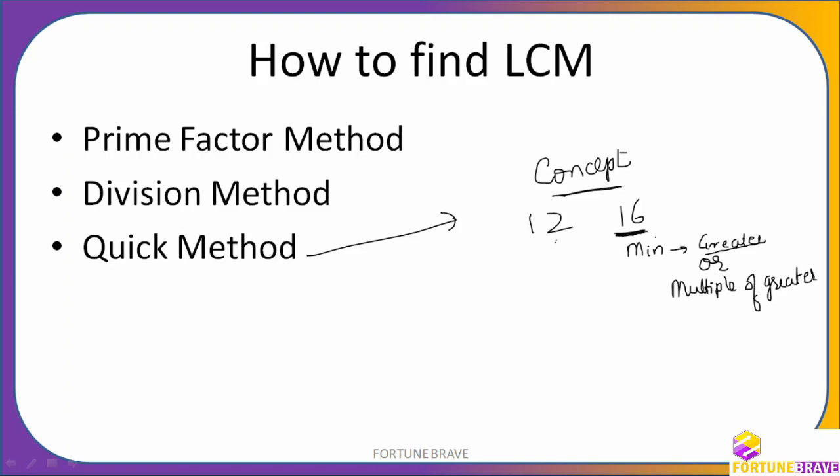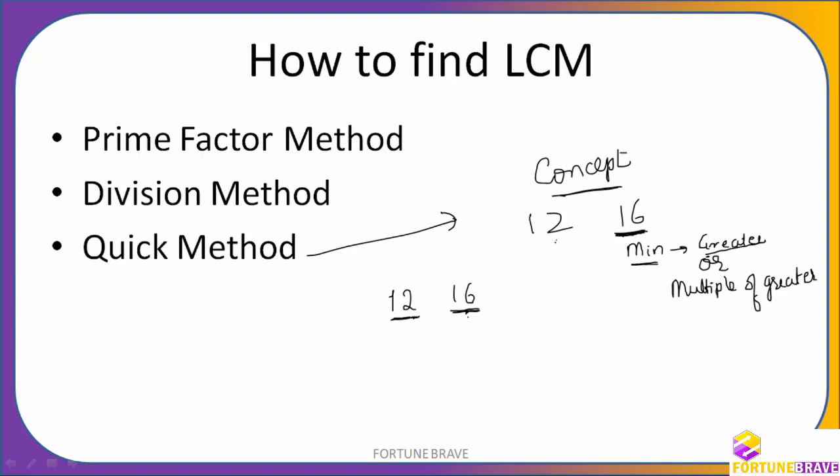We'll use this knowledge about the LCM, and we'll first assume that the LCM can be 16. It can be 16, that is the minimum, the greater number. So is it 16? If it has to be 16, then it has to be divisible by this number as well. Then only it is the LCM. But 16 is not divisible by 12. So it has to be its multiple.